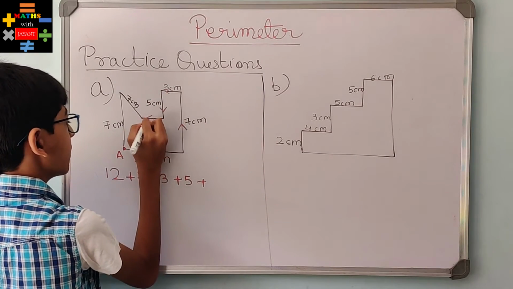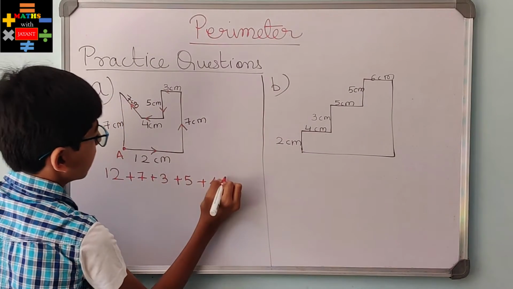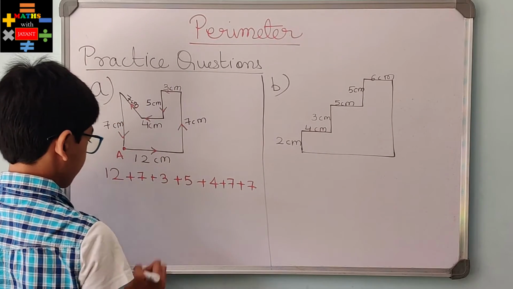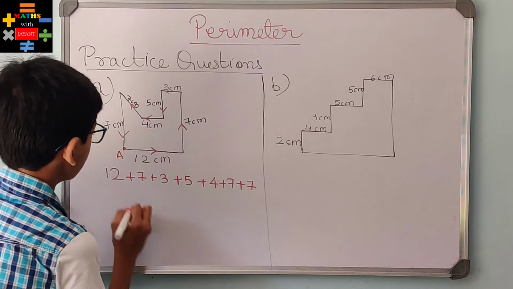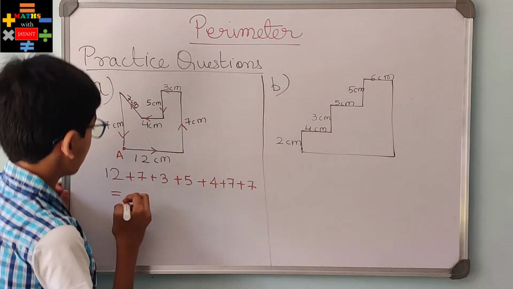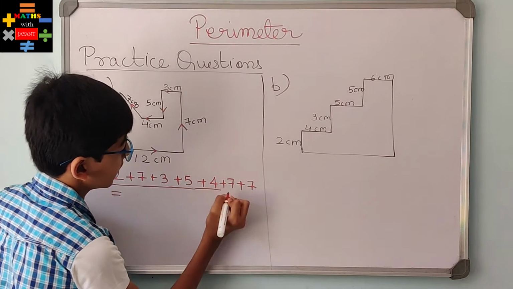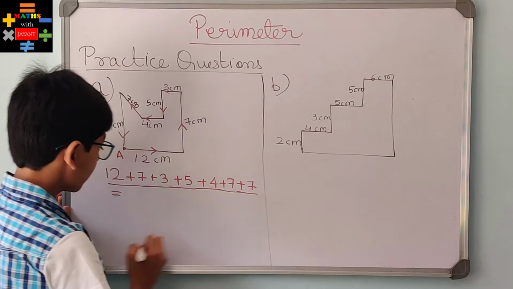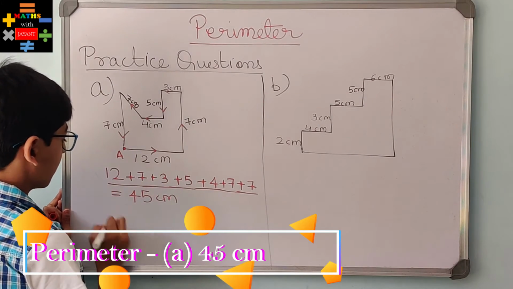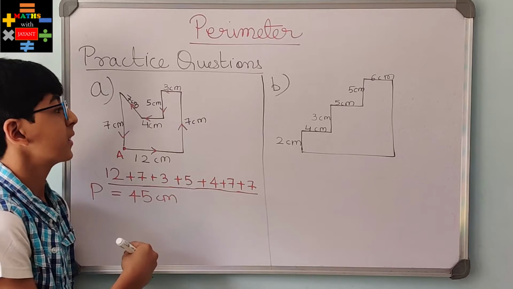Now let us go here. So this becomes 4 centimeter. Now we go up, plus 7 centimeter. And then finally we come down again with 7 centimeter. So this is going to be the perimeter. And when we add all of this, 12 plus 7, 19 plus 3, 22 plus 5, 27 plus 4, 31 plus 7, 38 plus 7, 45. So we get 45 centimeters. So the perimeter is 45 centimeter.